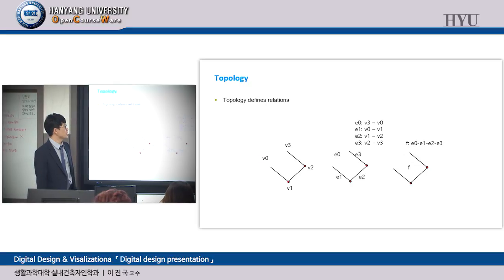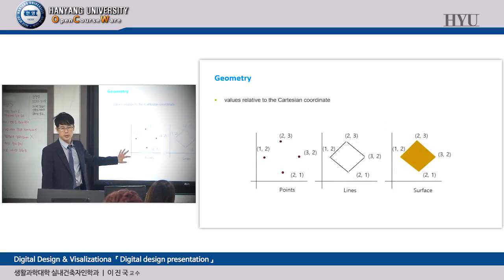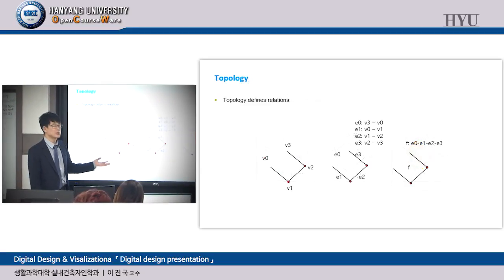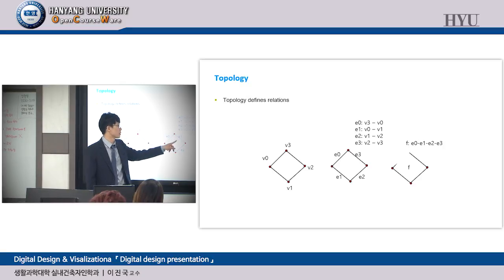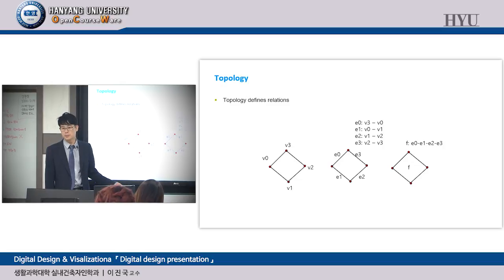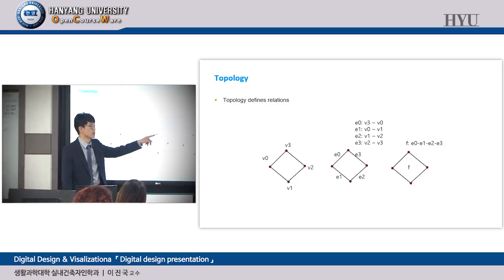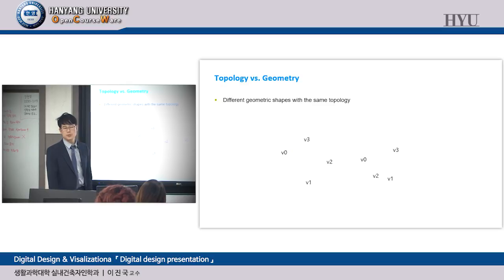So let's take a look at this one, topology. This is geometry, okay, which has coordinate points. How about topology? Take a look, this connection. Topology defines the relationship between vertices and edges and the face. Let's take a look at the comparison, topology versus geometry.